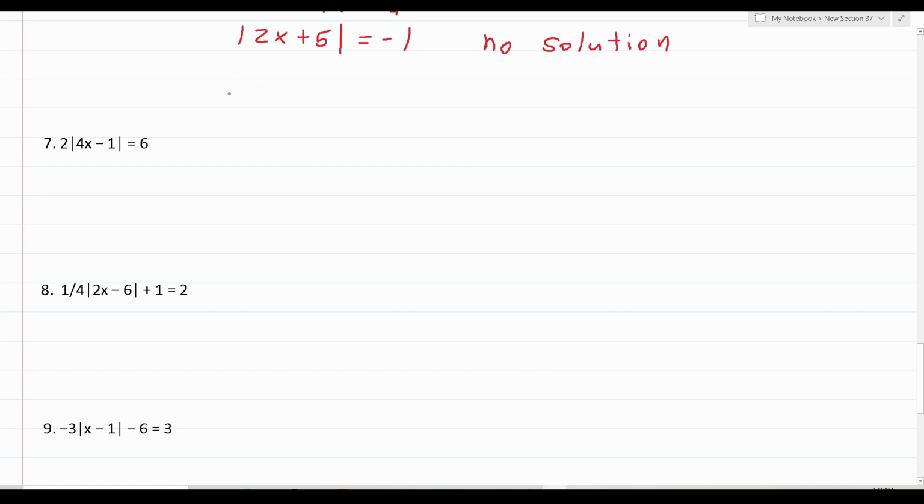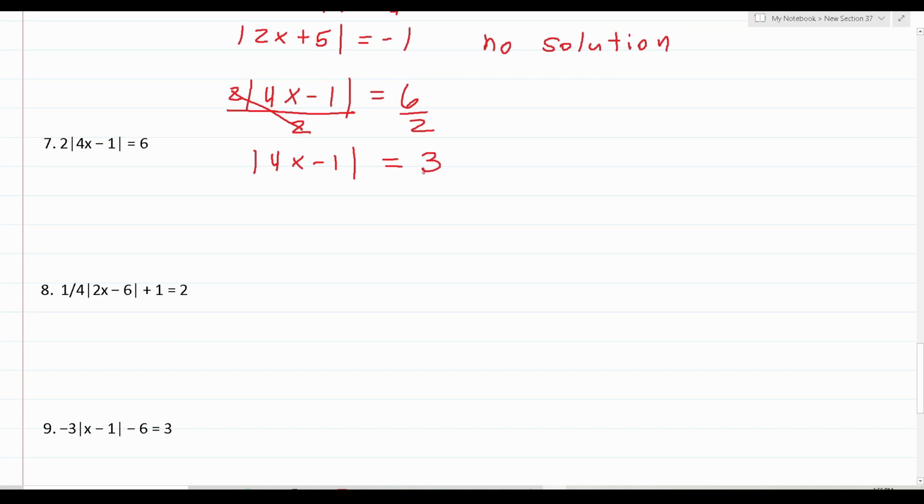I'm just going to copy this down over here. We have 2 times the absolute value of 4x minus 1 equaling 6. To get this absolute value by itself, we're going to divide both sides by 2. This will cross out here, leaving you with just the absolute value of 4x minus 1 over here. And 6 divided by 2 is 3.